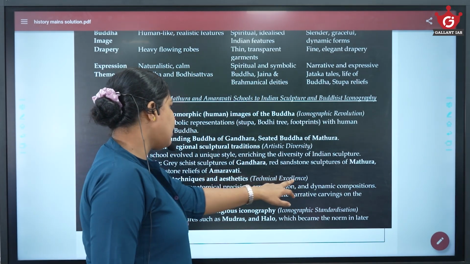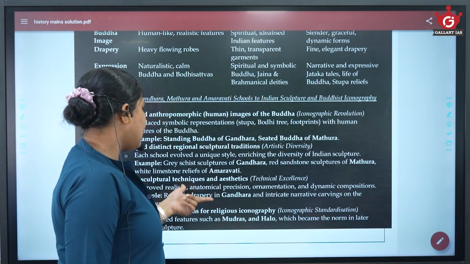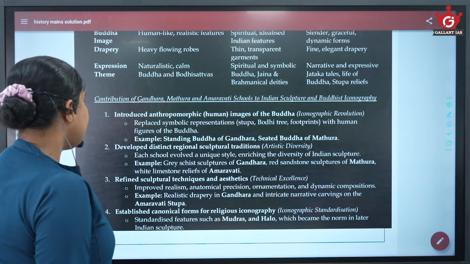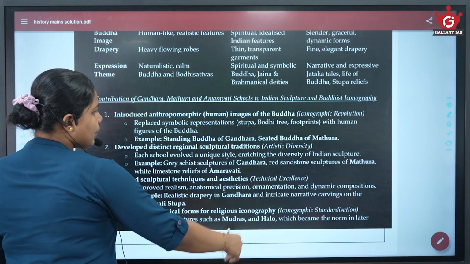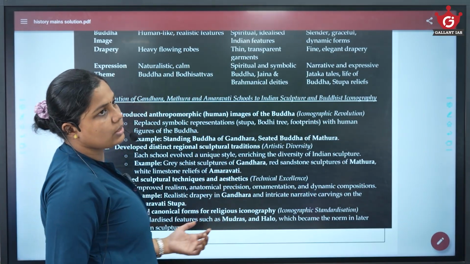See, you can use this keyword, which is very good: technical excellence. Improved realism, anatomical precision, ornamentation and dynamic composition. Example: realistic drapery in Gandhara, very intricate narrative carvings on the Amaravati stupa. This can be given as a good example.